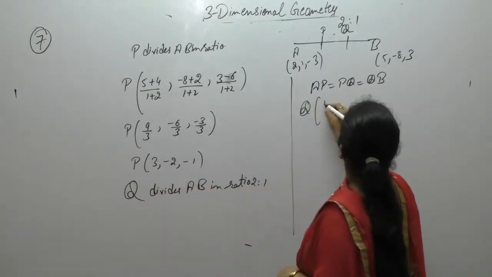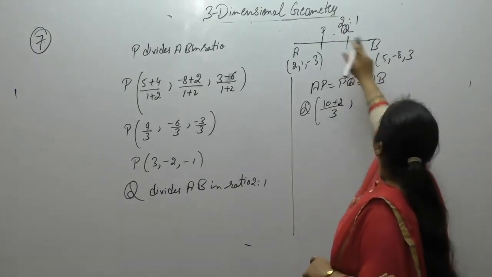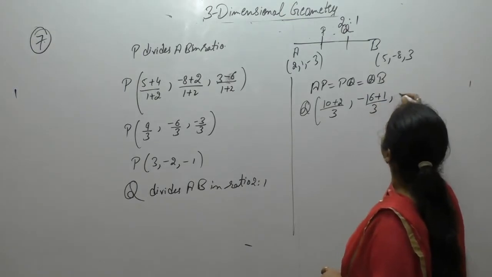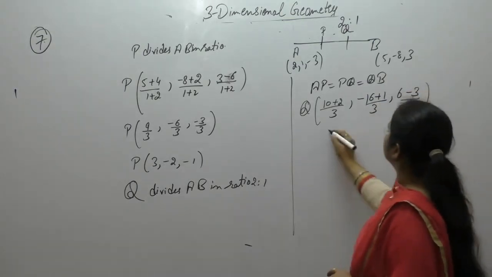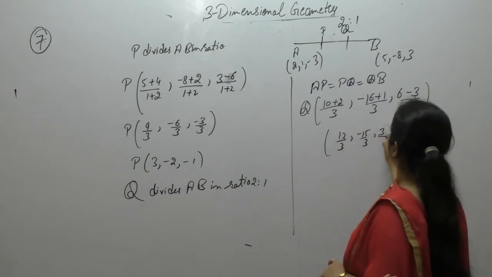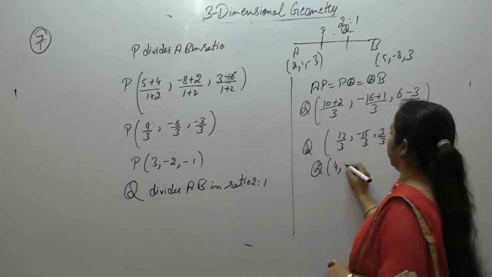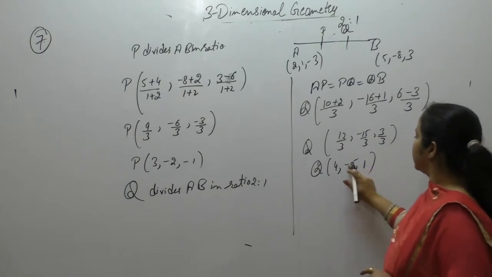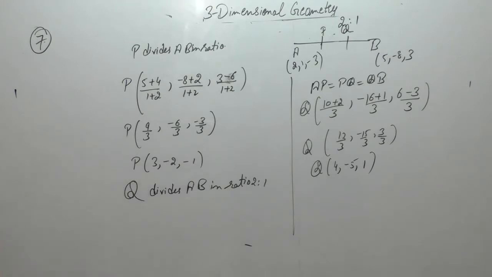2 into 5, 10 plus 2, 2 plus 1, 3. Minus 8 into 2, minus 16, 1 into 1. 3 into 2, 6, 1 into minus 3. So 10 plus 2, 12 by 3, minus 15 by 3 and 3 by 3. So coordinates of Q are 3 into 4, 12, 3 into 5, 15 and 3 into 1, 3. So coordinates of Q are 4, minus 5, 1.